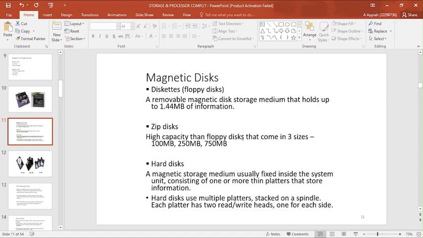Now, hard disks store data or information in higher volumes as compared to the diskettes or floppy disks and the zip disks. This allows us to store data even in gigabytes, far more than megabytes. Hard disks use multiple platters stacked on a spindle. Each platter has two read-write heads, one for each side.